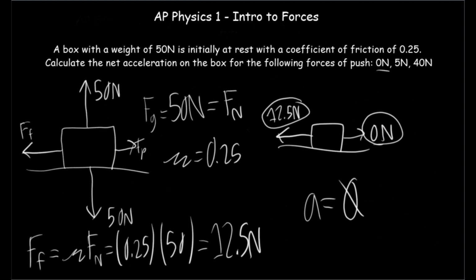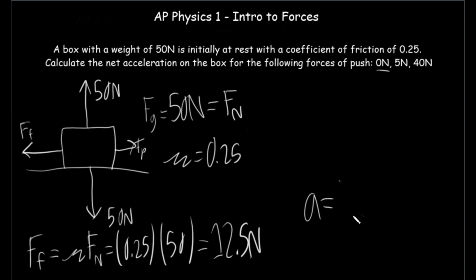Whereas if it's equal to or less than the force of friction, there's just no movement at all. So we've solved for 0. So let's put this on top. a equals 0.